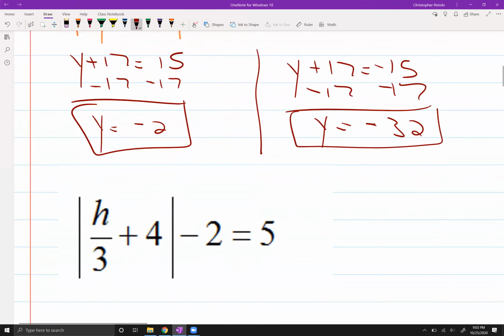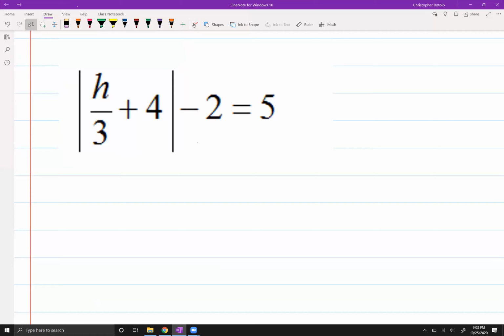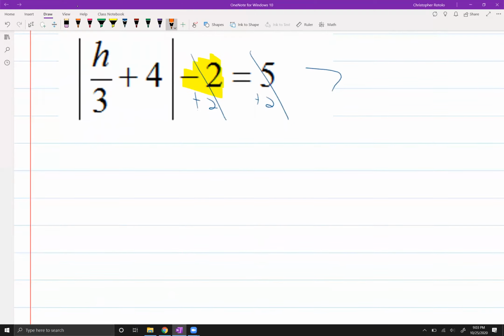All right, so what do we have to do before we can get started with this problem? What I hope you notice is get rid of this 2. So that's the very first thing I'm going to do, just add 2 to both sides. Okay, so I'm going to strike them out and call it 7, because that is what needs to happen. That way I can write my two equations. Again, I'm going to change my h into x. So x over 3 plus 4 equals 7.